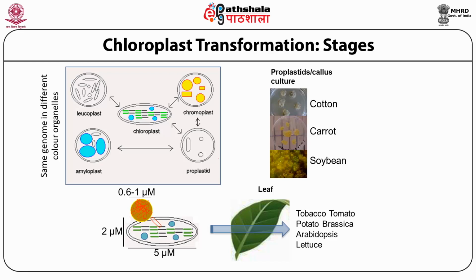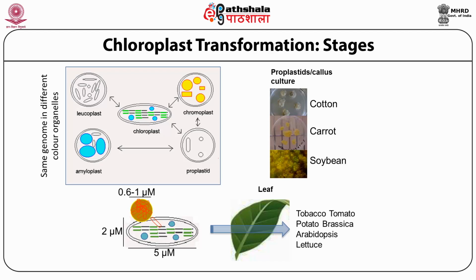When we want to transform leaves, we use tobacco, tomato, potato, brassica, Arabidopsis and lettuce. We use leaf for the chloroplast transformation, so it is called chloroplast. But when we want to transform cotton, carrot, soybean, which are regenerated via callus culture or somatic embryogenesis, they are non-green, so we call them chromoplasts. These can be in different forms. We use callus transformation for this.